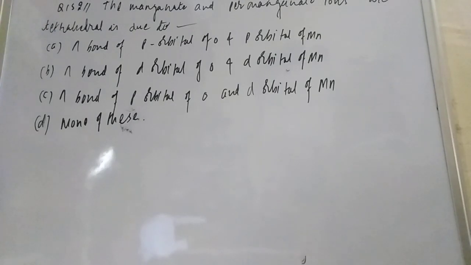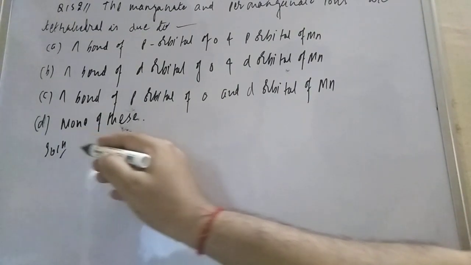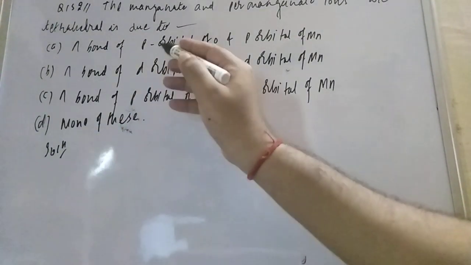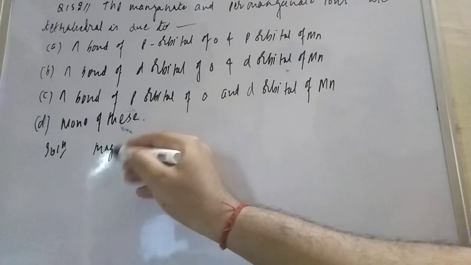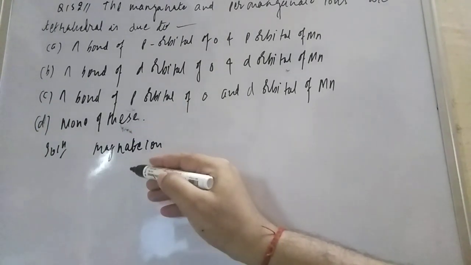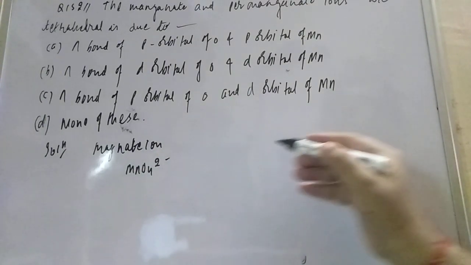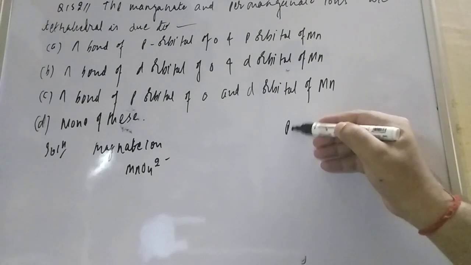Now problem number 152: the manganate and permanganate ions are tetrahedral. Dear student, they are asking about manganate and permanganate ions. When you are going to solve this problem, this is quite easy. The manganate ion, what is the manganate ion? This is MnO4 2 minus, and the other is the permanganate ion.